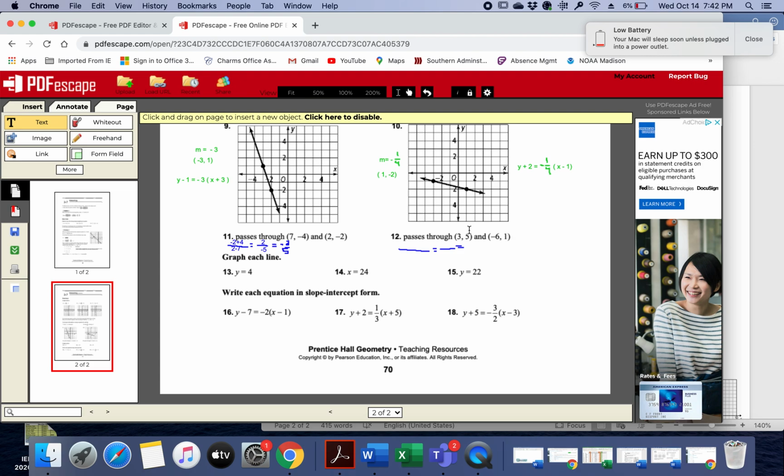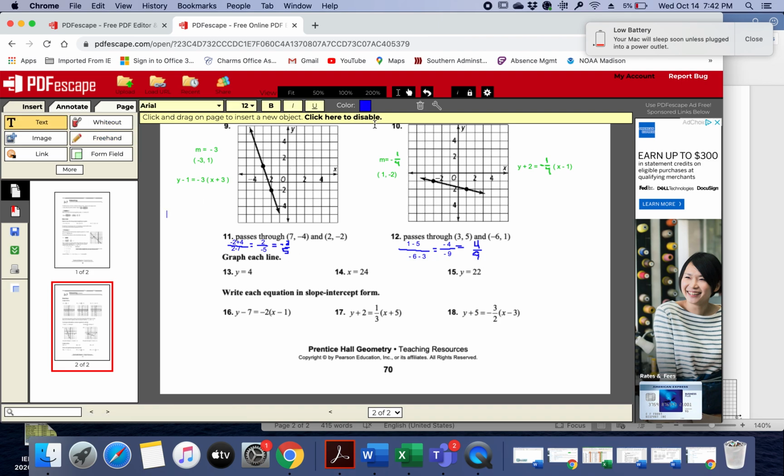We have y2 minus y1, or 1 minus 5. And then the x2 minus x1 is -6 minus 3. And we're simplifying. On top, 1 minus 5 is, of course, -4. And in the denominator, -6 minus 3 is, of course, -9. Two negatives make a positive, two wrongs make a right, so we do end up with positive 4/9 for our slope. It's not pretty, but it is what it is. That's our slope.